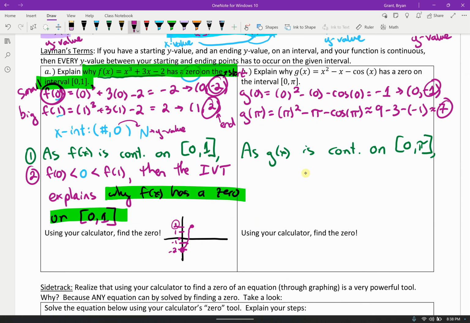So at this point in time, I'd like you guys to try two things. I'd like you to try B, very similar to A, and then I'd like you to use your calculator to actually find the 0. And there's a specific way you can do that on your calculator. Now, you may not have enough time in class to pause this video. If you do, pause it, but if you don't, you can just keep on listening, right?